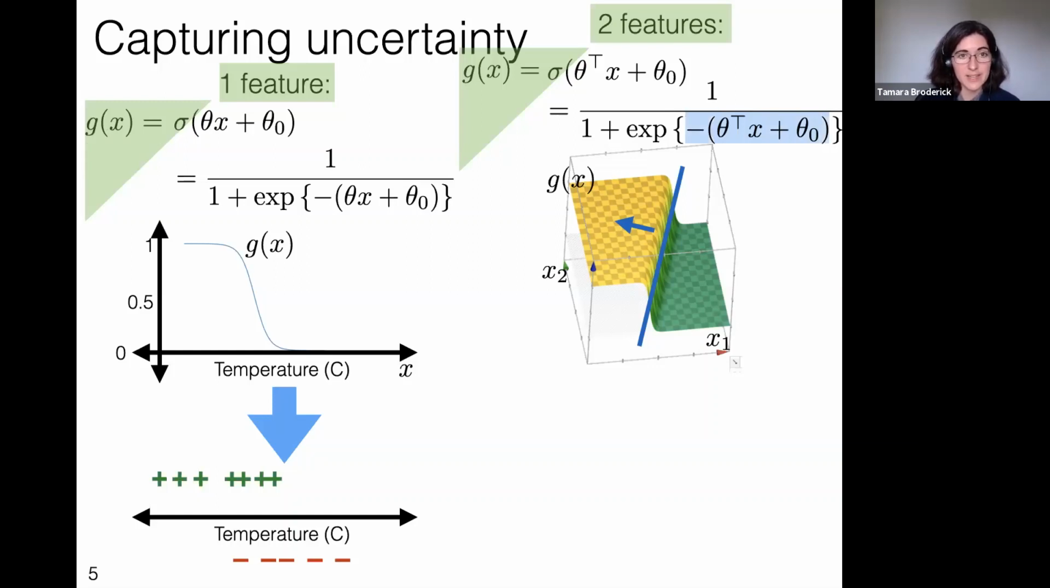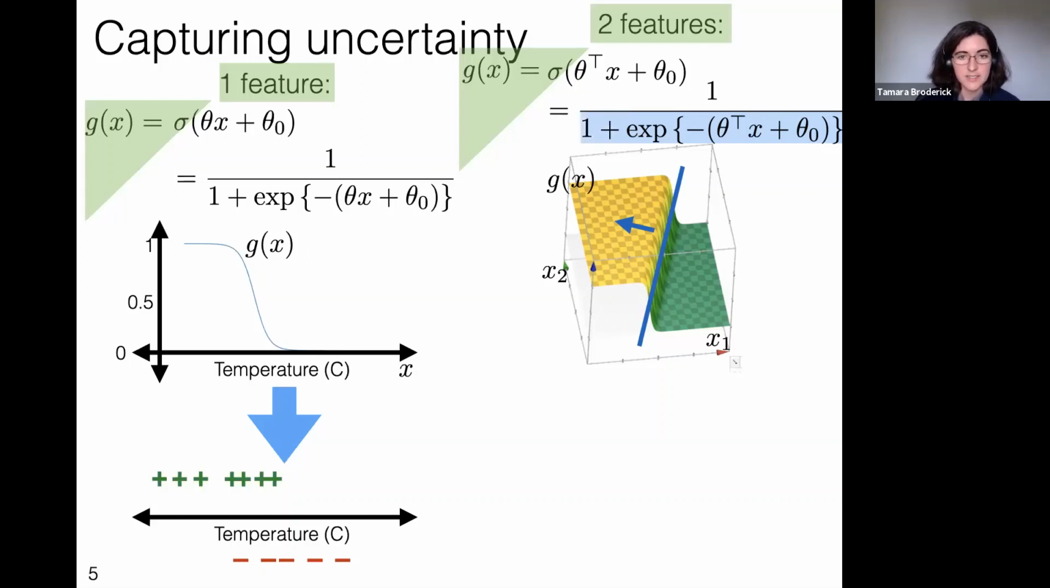So the negative of that quantity is going to become very negative. So the exponential is going to become very small. And so we're going to get something like 1 over 1 plus a very small number, and that'll be near 1. And so as we move x in the direction of theta, we're getting numbers that are increasingly near 1, and that's what we see in the plot.